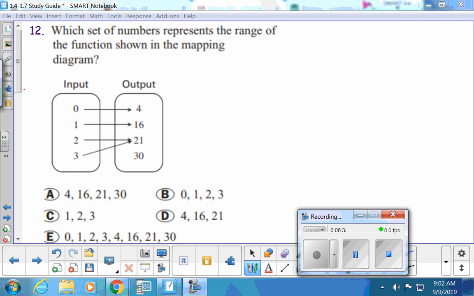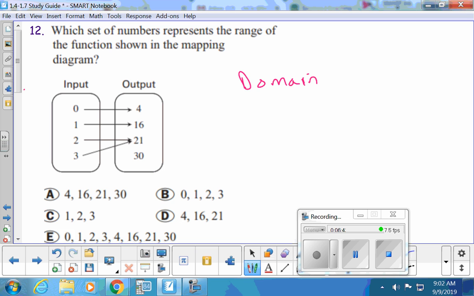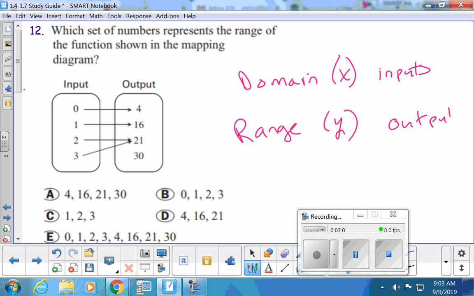Number 12, which set of numbers represents the range? So there's a couple things you need to review for the quiz tomorrow with vocabulary. Domain is going to be X values, and that's going to be inputs. Range is going to be Y values. Do you remember my memory trick for that? What's the memory trick, Brad? D comes before R in the alphabet, X comes before Y in the alphabet, and range is always going to be your outputs. So when it says which set of numbers represents the range, it's going to be all the outputs.